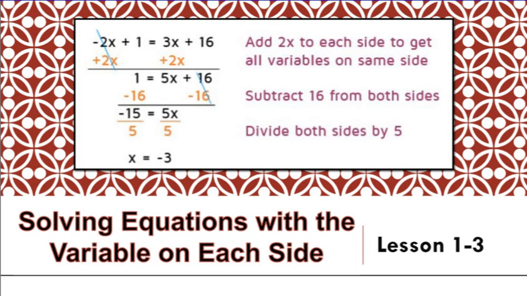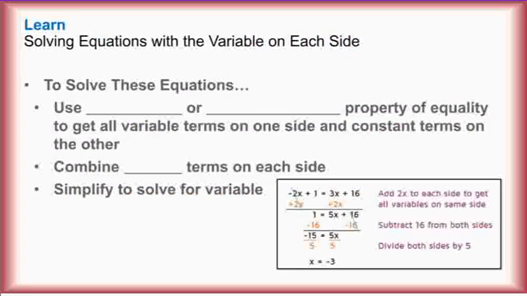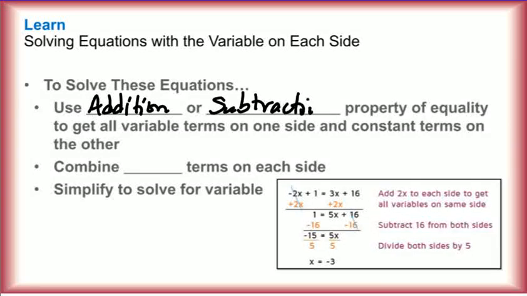Lesson 1-3, solving equations with variables on each side. First off, to solve these types of equations, you're going to use the addition or subtraction property of equality to get all variables on one side and the constant terms on the other.